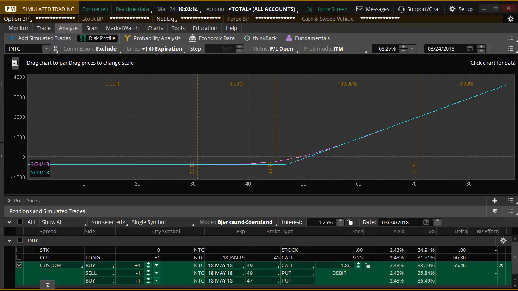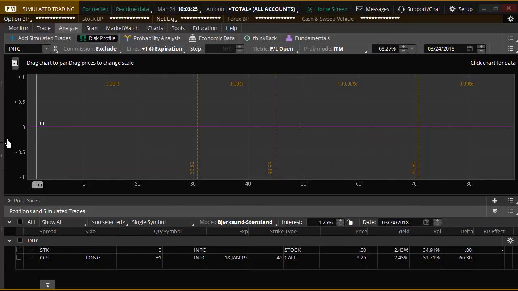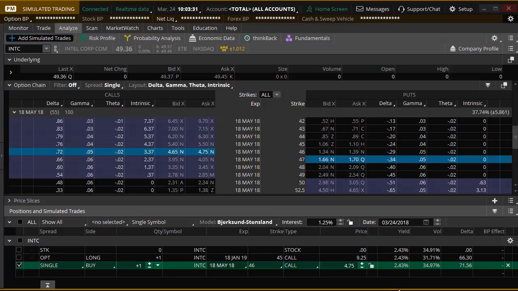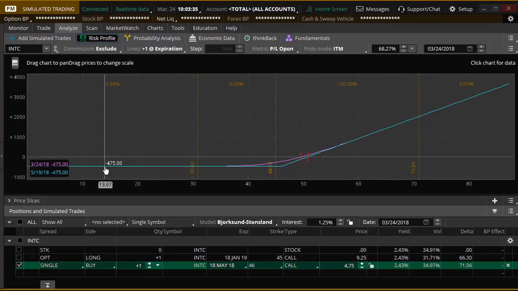This is cheaper than buying a call, but it carries a different risk profile. We know when we buy a call option, let's buy this 72 strike call here, if we buy that call option, our maximum risk in the trade is $475. That's what we've paid for the position.